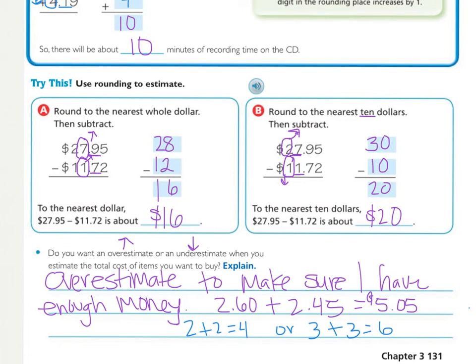I use an overestimate to make sure I have enough money. And then this is an example. If something costs $2.60 and $2.45, the actual is going to be $5.05. But if I only have $5, that extra 5 cents makes a difference. So if I had rounded down, I would have rounded to $4 thinking I had enough. But if I rounded up, it'd say $6 and I'd be like, whoop, I don't have that much money, I can't buy that.